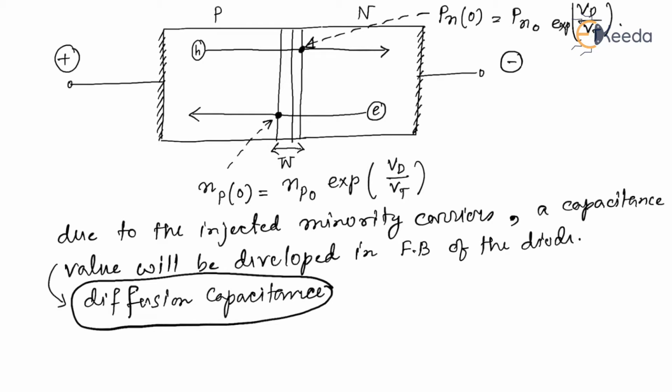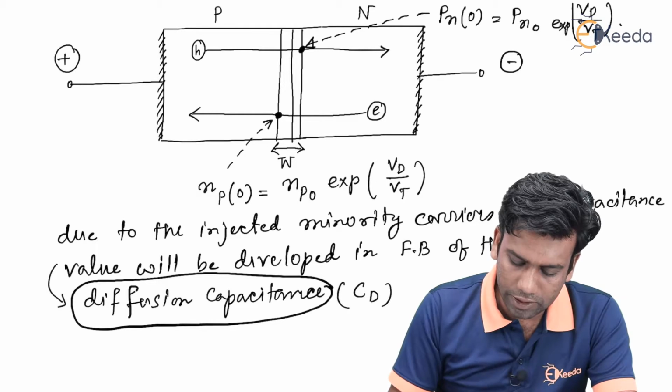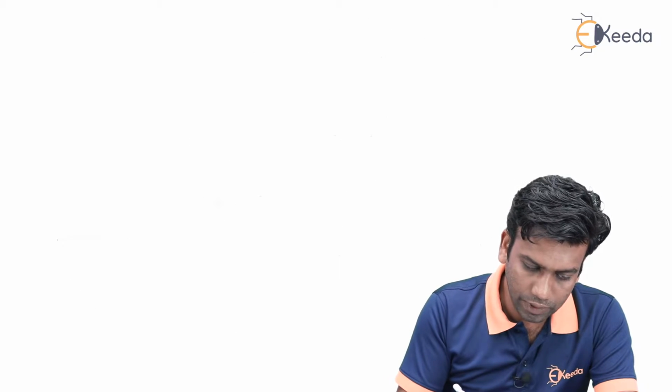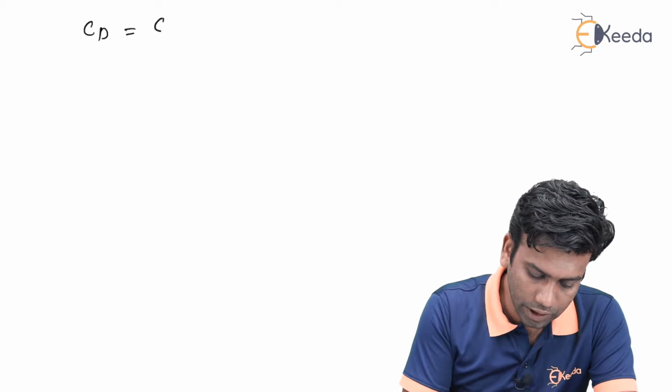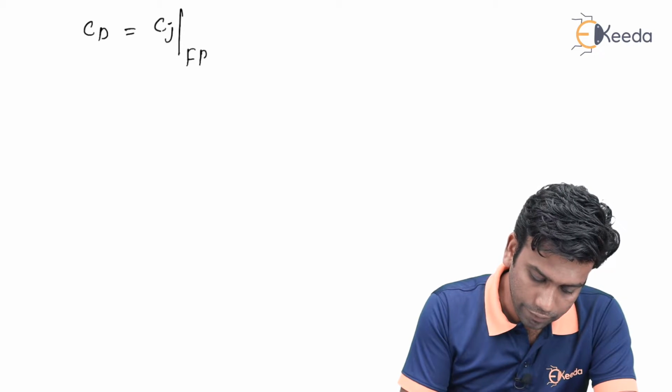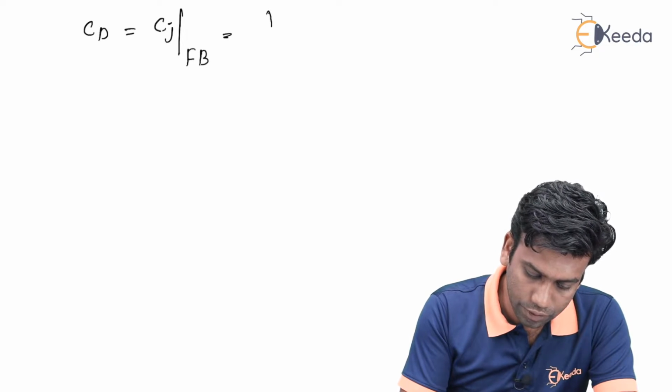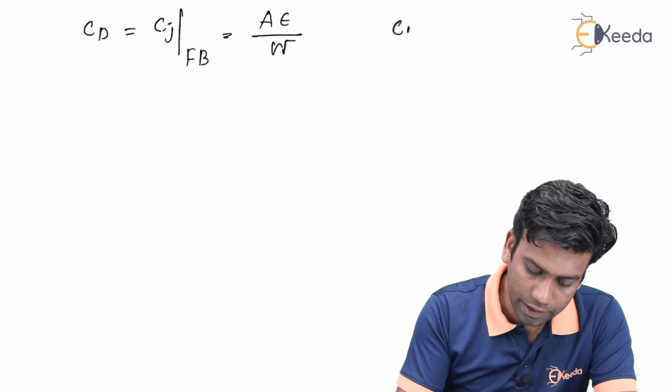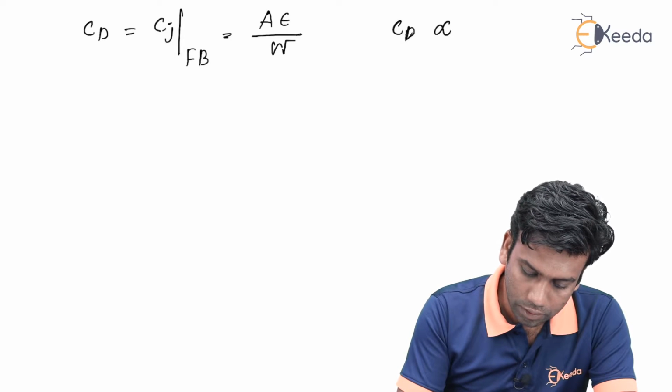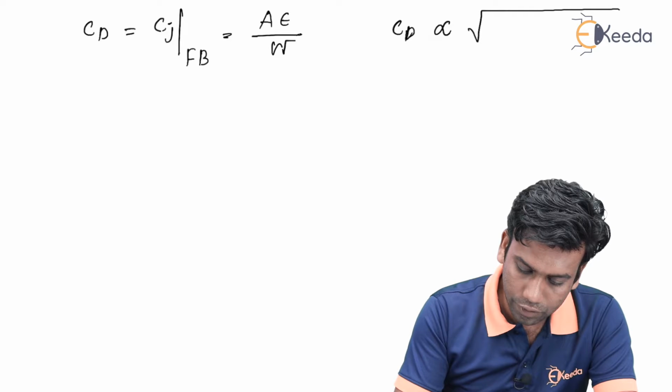Because in the forward bias mode of the diode, diffusion is the dominating movement parameter inside the diode. That is why the name is the diffusion capacitance, and this is denoted as C d. The junction capacitance at forward bias condition is equal to A epsilon by W, and this C D will be proportional to the root of the doping concentration.